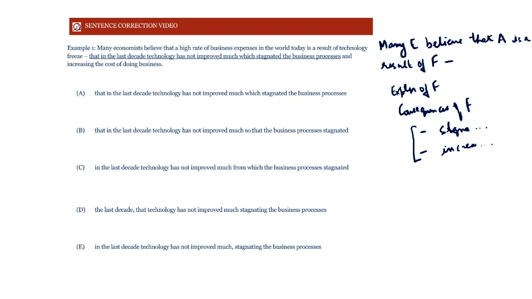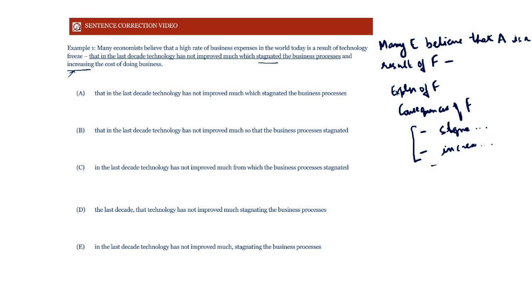Now look at this, increasing the cost of doing business. Here, increasing basically is using present participle. So that is why stagnated is incorrect. We should use stagnating as well. We need to use the present participle to maintain parallelism because these two are in parallel.